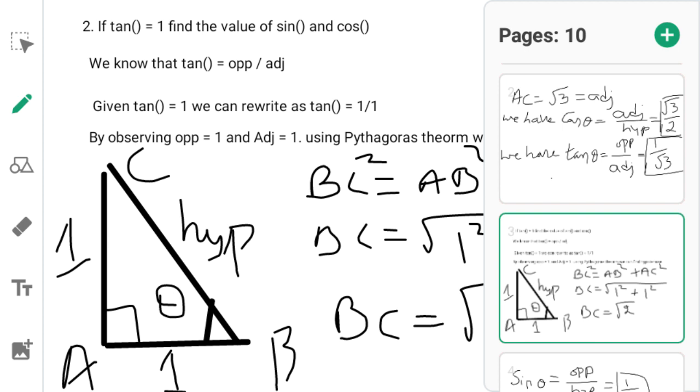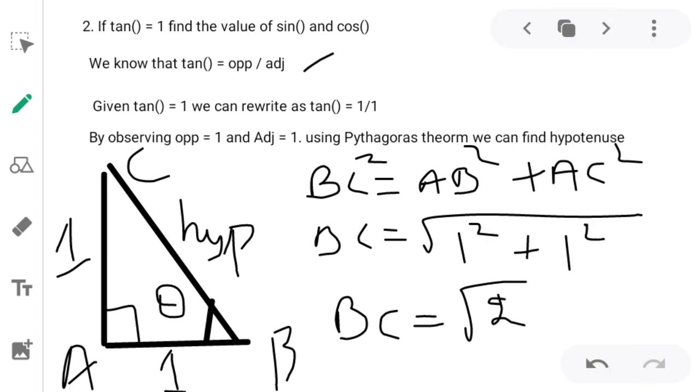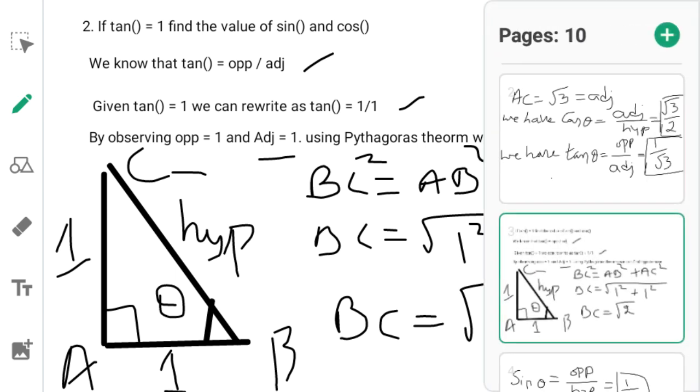By comparing the equation of tan theta with the value given, we come to know that opposite is 1 and adjacent is also 1. Using Pythagoras theorem, we have to find now the hypotenuse. Pythagoras theorem states BC square equals AB square plus AC square according to the triangle given. So BC equals root of 1 square plus 1 square. 1 square is 1, 1 square is 1, 1 plus 1 is 2. So BC is root 2.